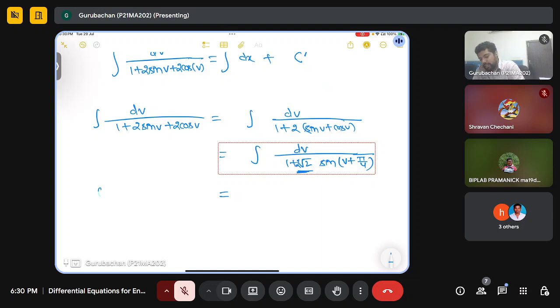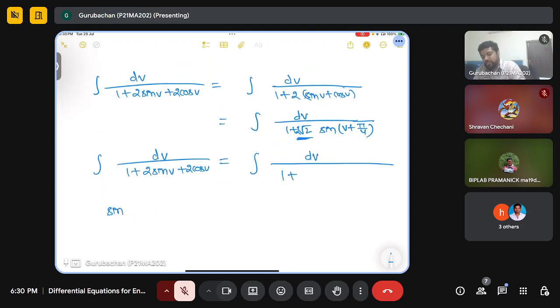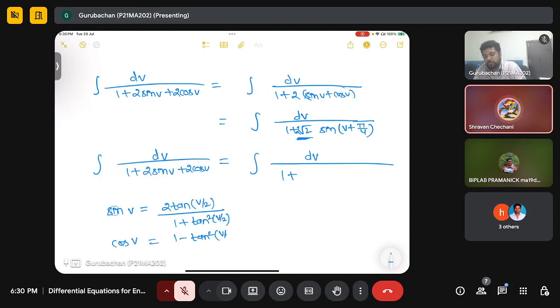So what I have done, you know the half angle formula of sine v and cos v in terms of tan. So dv by 1 plus, you know that sin v is equal to 2 tan v by 2 divided by 1 plus tan square v by 2. And what about cos v? So this will be 1 minus tan square v by 2 upon 1 plus tan square v by 2. Correct.